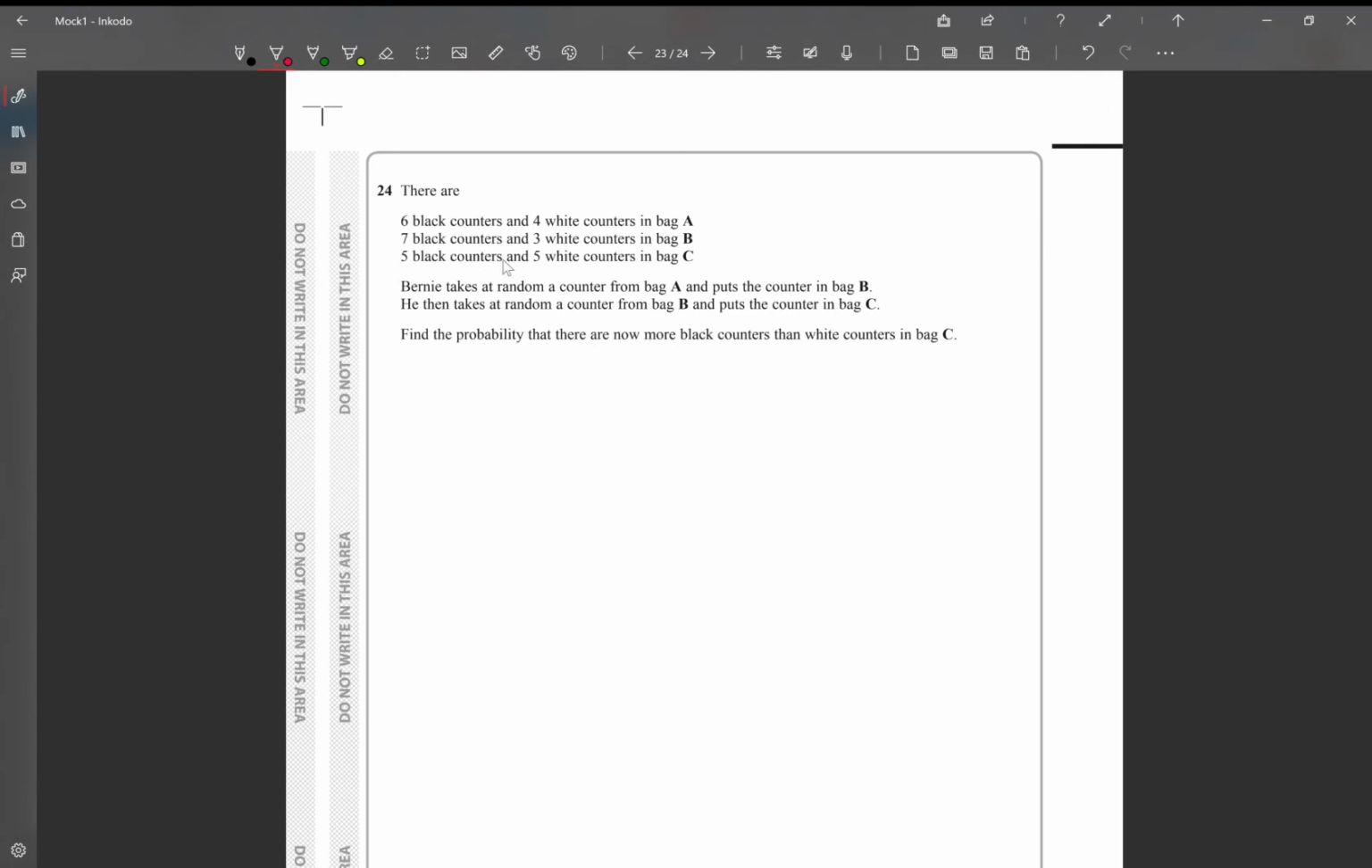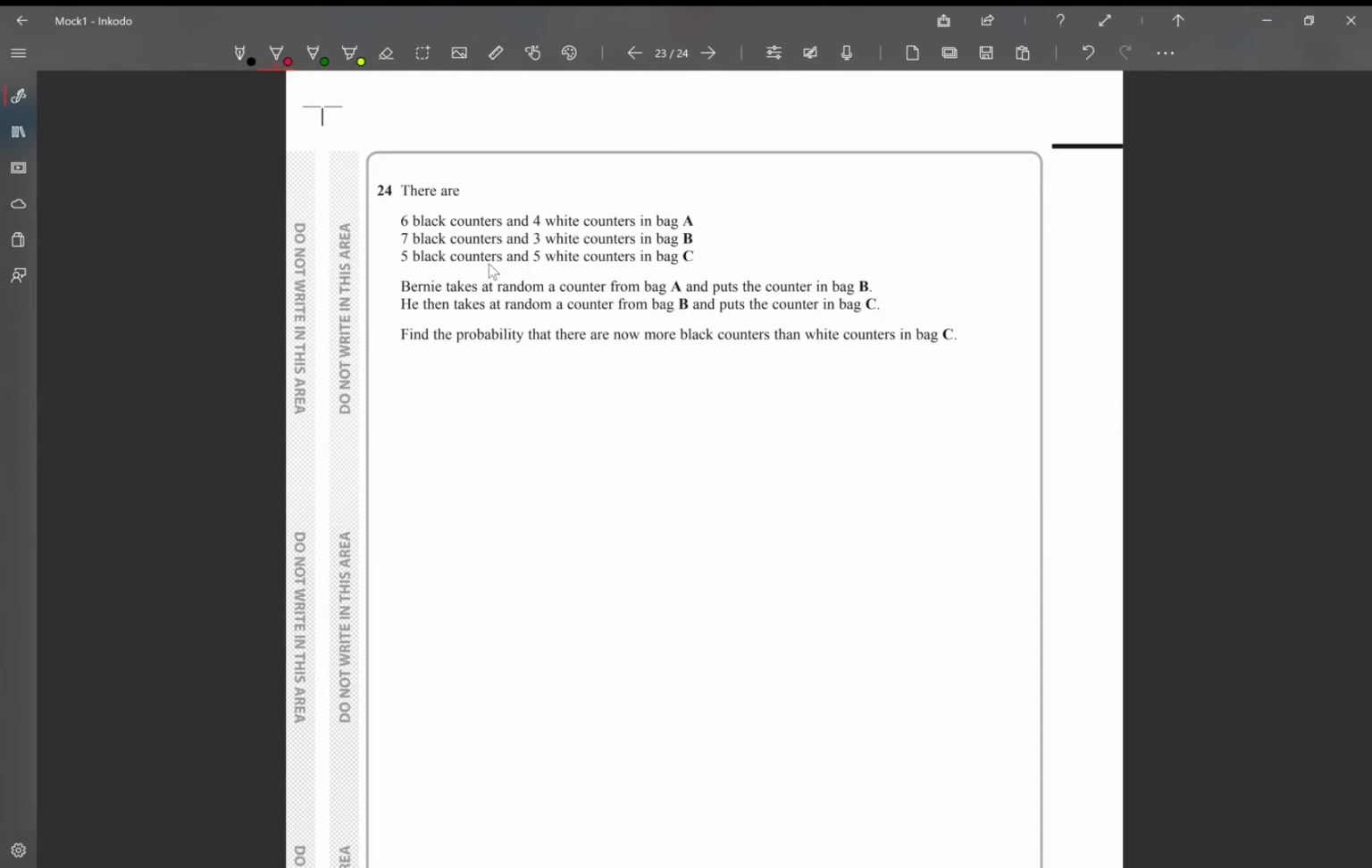So the probability that there are now more black than white in C. So if you look at C, the same at the moment. Because what's happening, Bernie has taken a random counter from A and put it in B, so there's only one extra into B, then picking one from B and putting it into C. Okay, and that's it. And puts the counter into bag C.